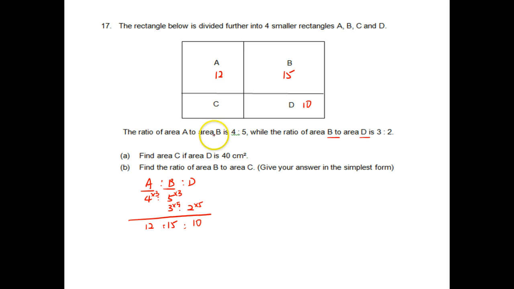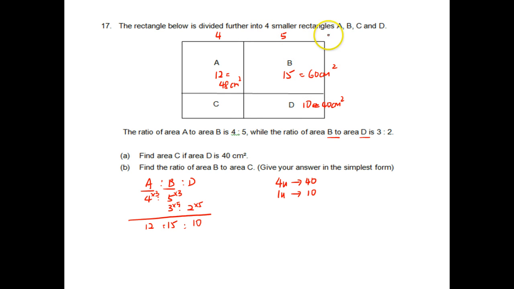We know that A is to B is 4 is to 5. Find area of C if D is 40 cm square. So 4 unit is 40 cm square, 1 unit will be 10 cm square. So B will be 60 cm square, and A will be 12 times 4, which is 48 cm square. Right? So here we look at the number here.